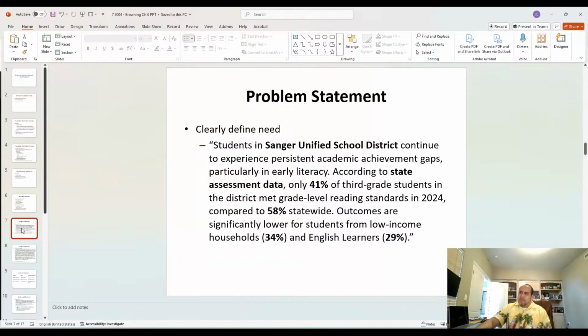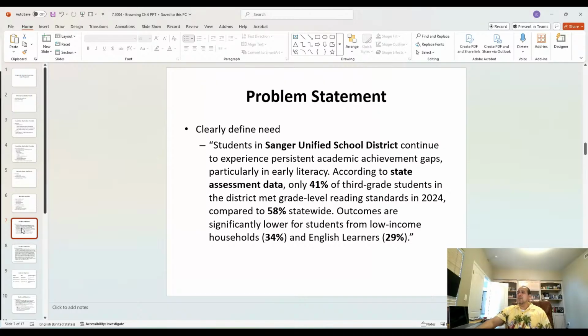Okay, the problem statement. This is an example of a problem statement. It's clear, you clearly define your need. And so here, this example that I put together: students in Sanger Unified School District continue to experience persistent academic achievement gaps, particularly in early literacy, according to state assessment data. And right there, I put it in bold because you're going to have to cite the data. Okay. Cite where you're getting it from. Only 41% of third grade students in the district met grade level reading standards in 2024, compared to 58% statewide. Okay, that shows that there's a need, right?